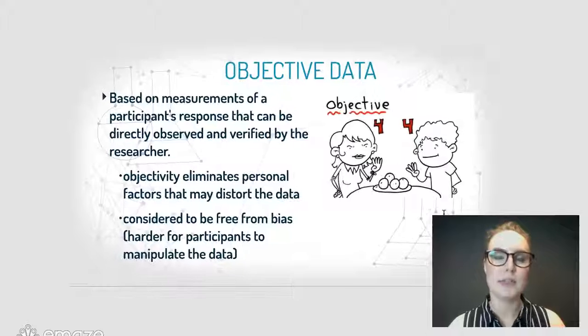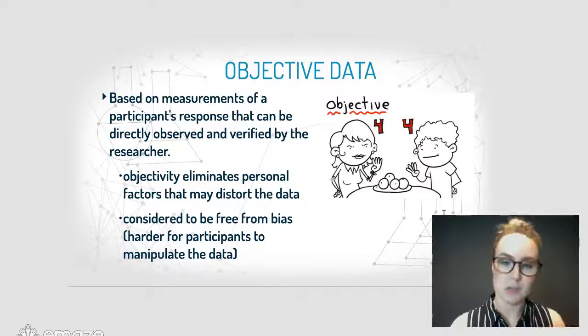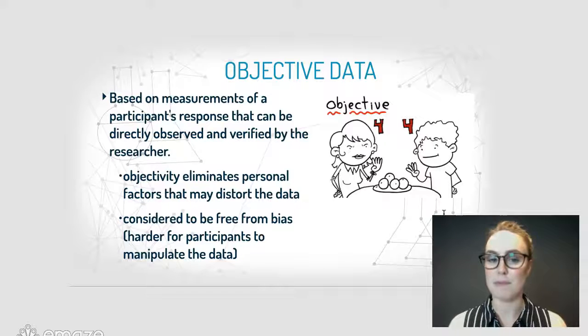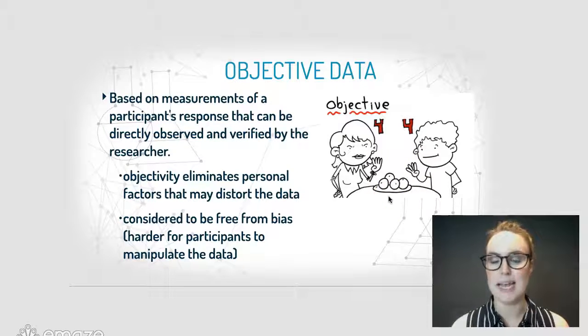Okay, so let's start with a definition of objective data. These are data that are based on measurements of a participant's response. They can be either directly observed and they can also be verified by a researcher. So it could be that idea like the picture over here. They are looking at how many oranges are on a plate and there are 4. You know, there's no way to negotiate that or lie about it or have different interpretations. There are 4, they can be observed, and the researcher can also come over and say, yes, there are 4.